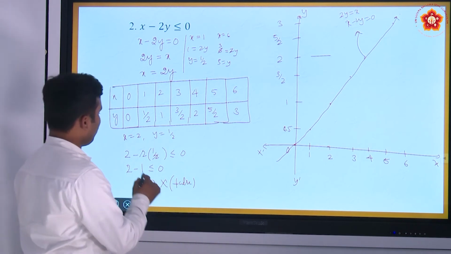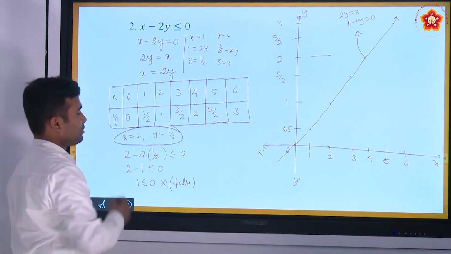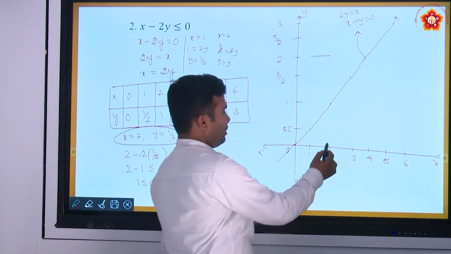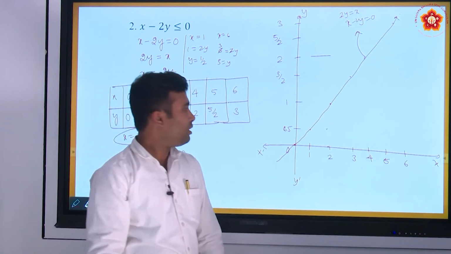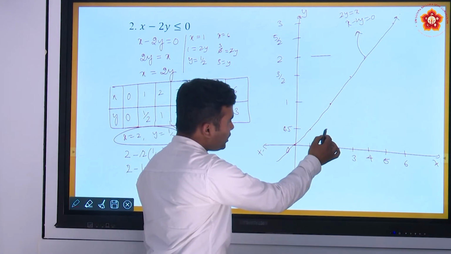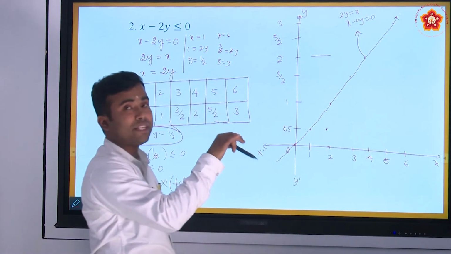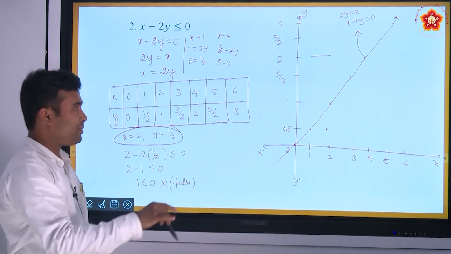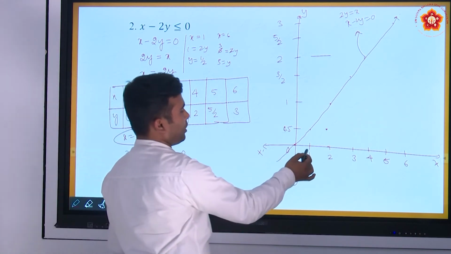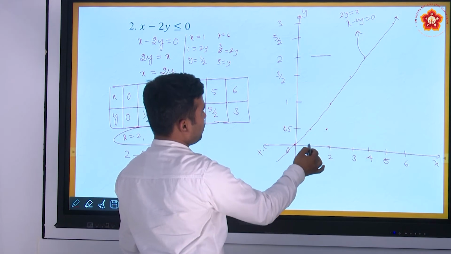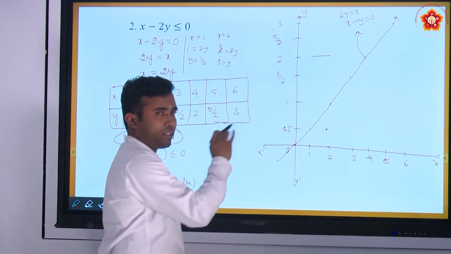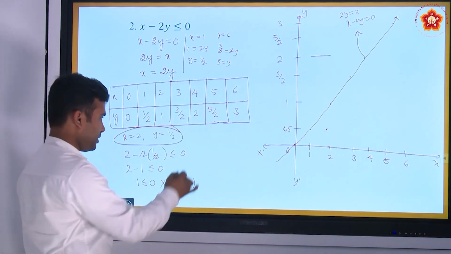The point we have taken is x equal to 2 and y equal to 1 by 2. So this point is not the solution for the given inequation or inequality, understand? Now you may take another point, say x equal to 1 and y equal to 1, and we will see whether the given inequality is satisfied or not.